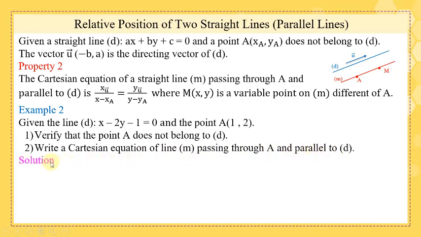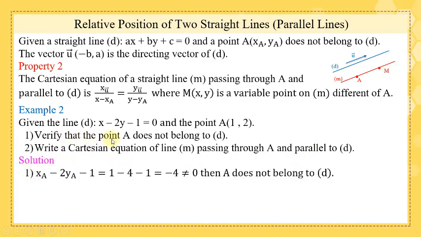As for part 1, to verify that point A does not belong to line D, we substitute the coordinates of point A in the equation of line D and see if we get 0. If we substitute the coordinates of point A in the equation of line D, we get xA minus 2yA minus 1, which is equal to 1 minus 4 minus 1, which is equal to negative 4, which is different from 0. Then A does not belong to line D.